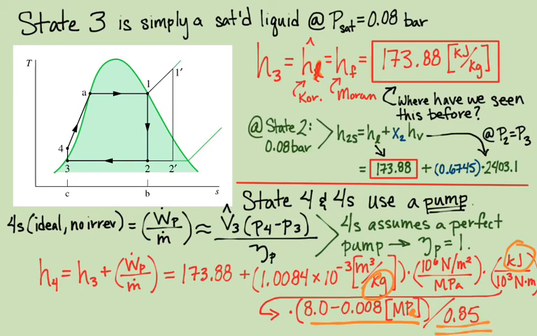And this last denominator is going to be an isentropic efficiency of 85%, which in engineering terms, we convert into a fraction and represent it as 0.85. So that would give us our non-ideal value of H4.